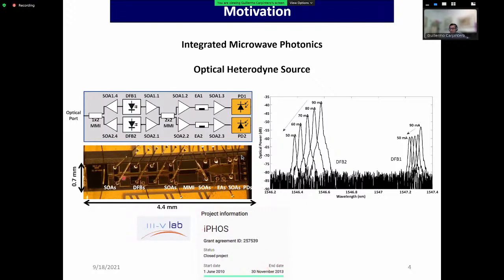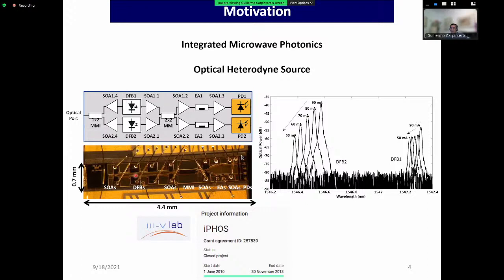Our goal here was to develop an optical heterodyne source. That means that we have 2 optical wavelengths that are spaced by an RF frequency. And when we shine both on a photodiode, we actually get an RF signal which comes from the beating of the 2 optical wavelengths. And as you can see, we fabricated 2 DFB lasers next to each other.